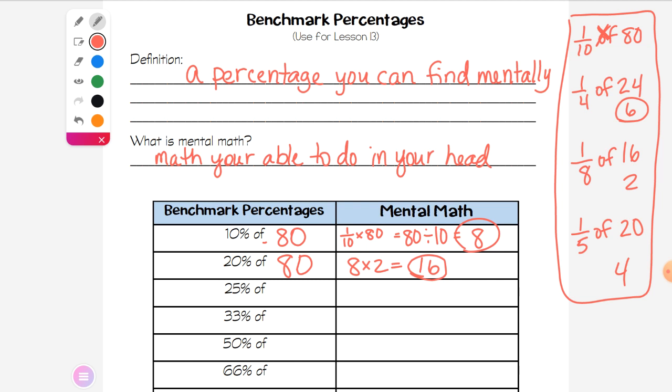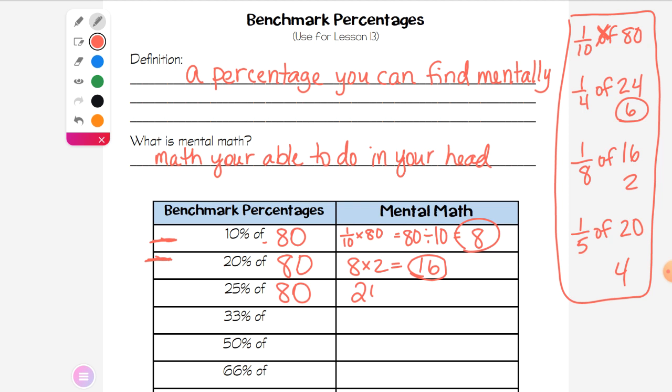How could we use that same logic to find 25% of 80? Jack? You could do times 2.5. Can most of us do times 2.5 in our head? No. How could we build off of these two answers to find 25%? Livy? Add 4 because it's half of 8. Okay, add 4 to what? To 16. Okay, so she knows 16 is 20%.